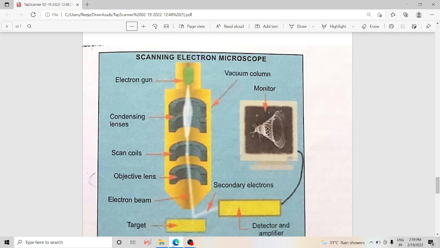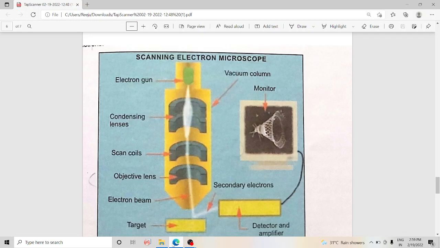In the optical microscope, we use glass lenses to focus, whereas in an electron microscope, we use electrostatic and electromagnetic fields as lenses to focus the electron beam and control the illumination.